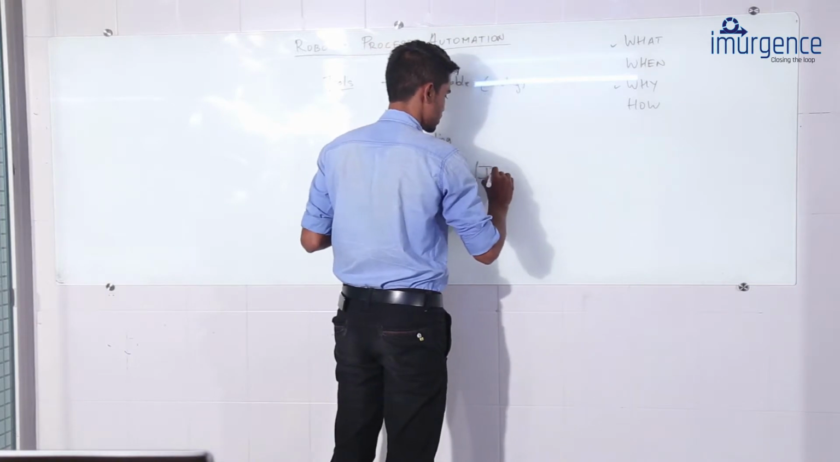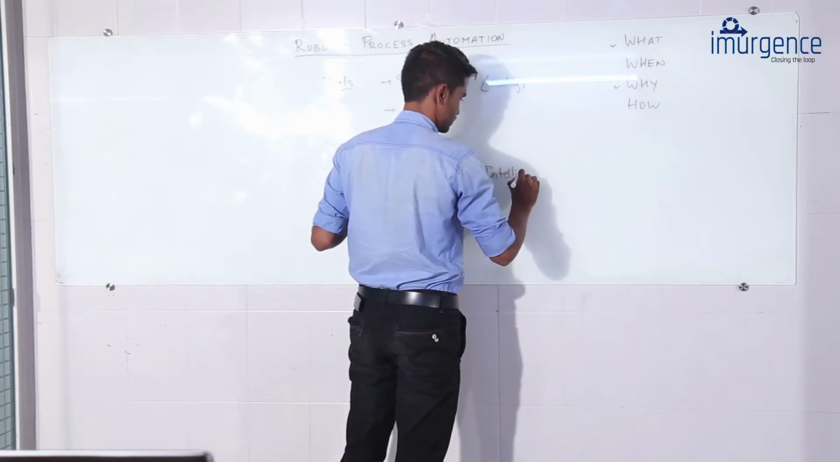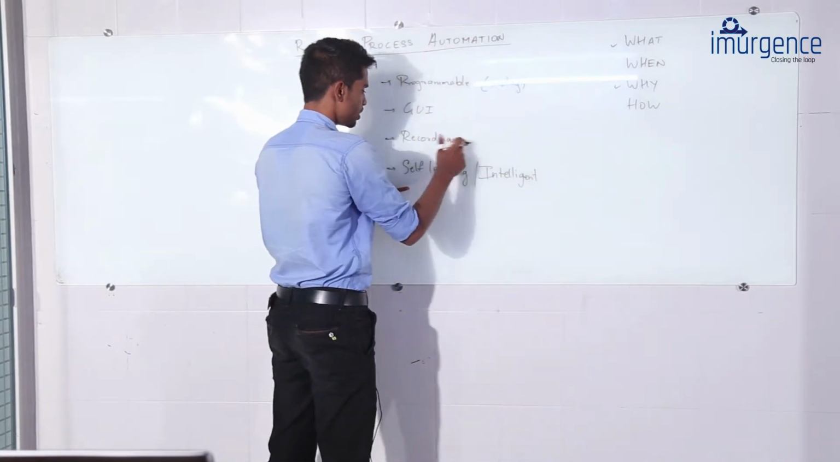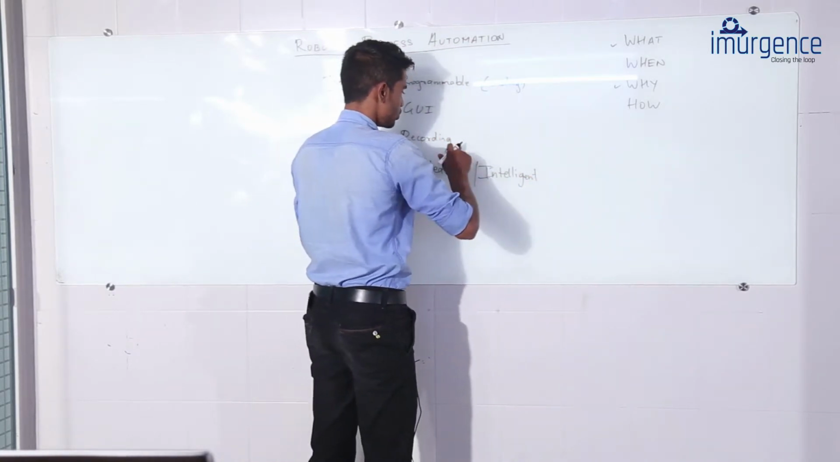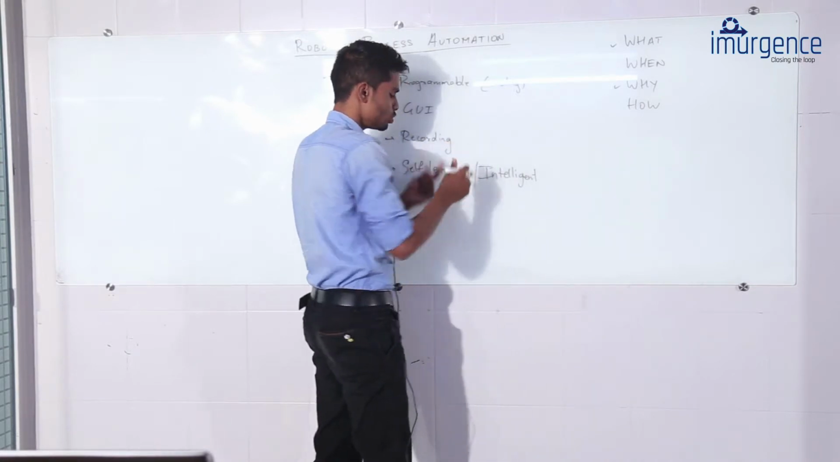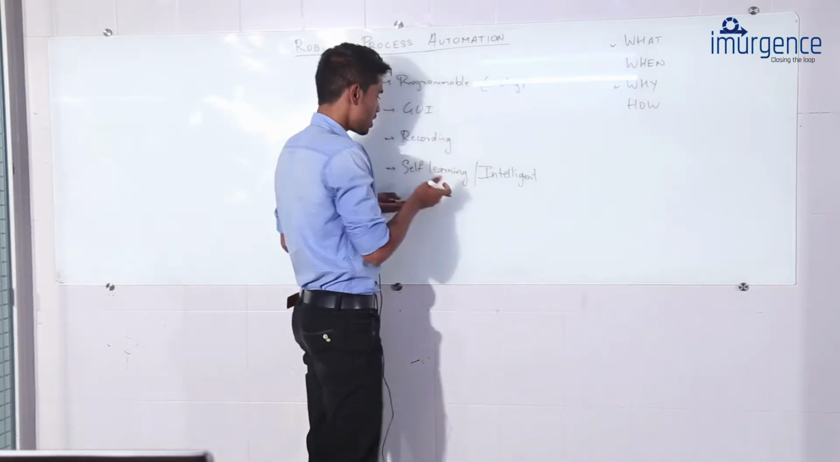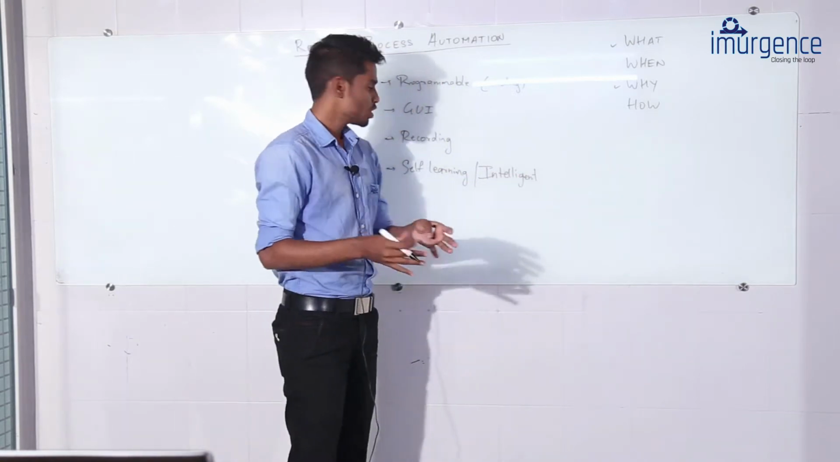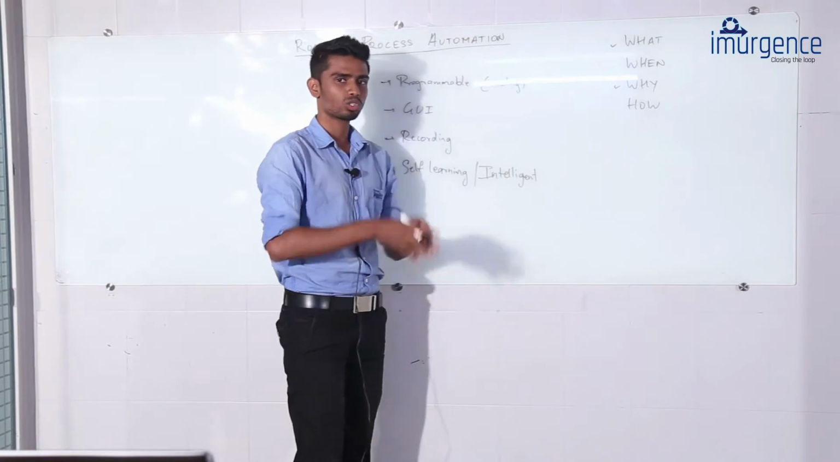Self-learning or intelligent systems. Now this self-learning is very similar to recording, only that in recording, whatever it is that you're recording, you know how it's supposed to be done. Whereas in self-learning, you do not know which parts you want to automate. So what self-learning does is it basically records the whole session.